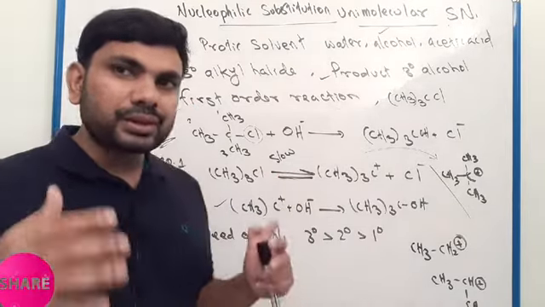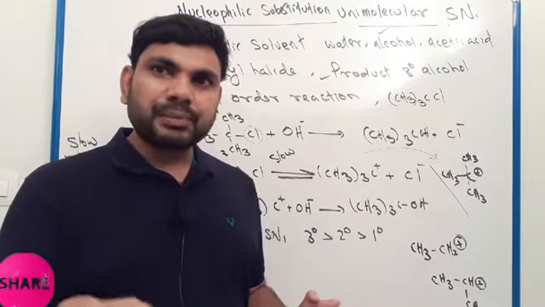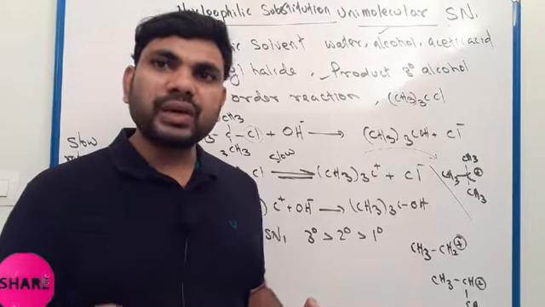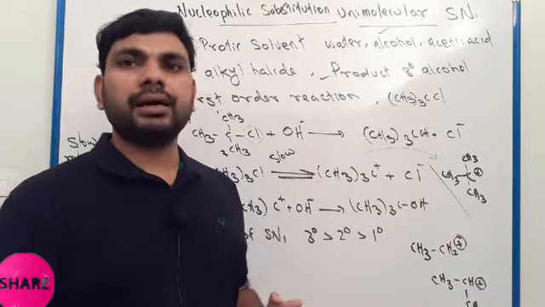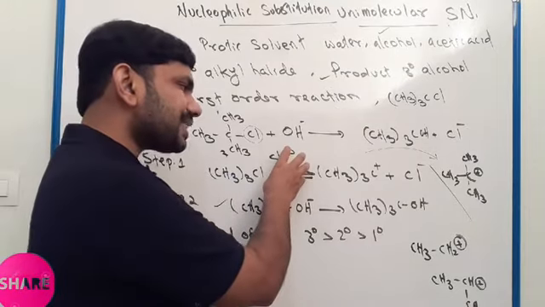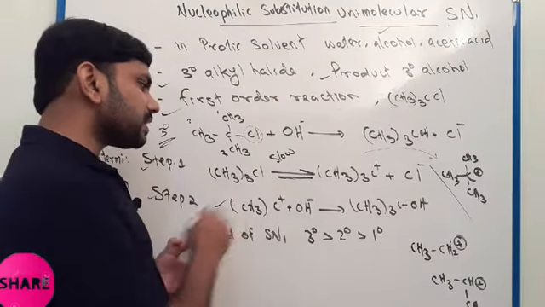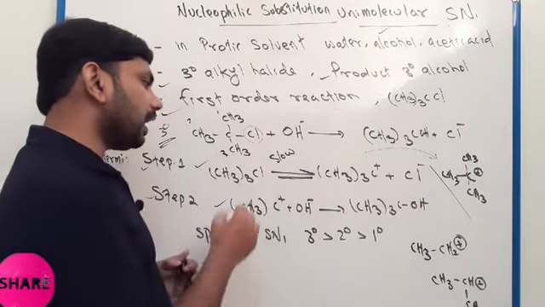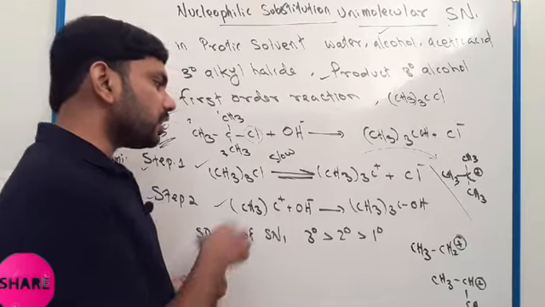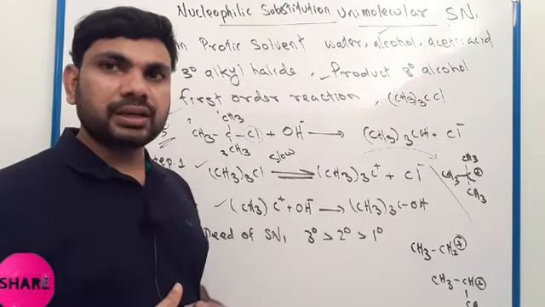If there is more than one step, the slowest reaction is always the rate determining step. So here this is the slow step and this is the rate determining step. And you can see in this chemical reaction only the alkyl halide, only the reactant, is involved. So that's why this is a first order reaction.